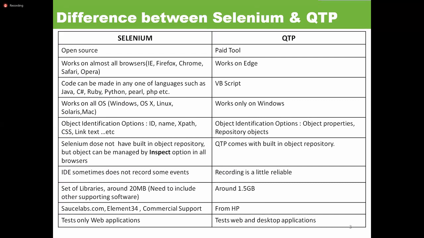So one is open source, and the other is a paid tool. To work with QTP, the client needs to invest some budget for taking the license, and then work with the tool. So the first major advantage of Selenium is that it is an open source tool, but in the case of QTP, it is a paid tool.